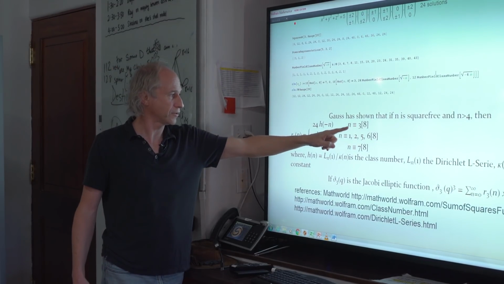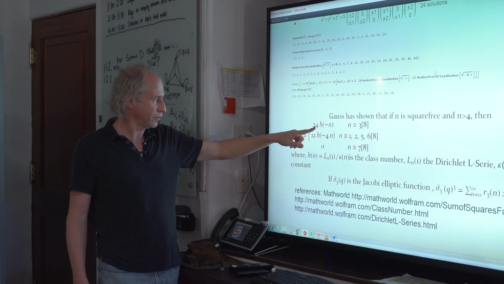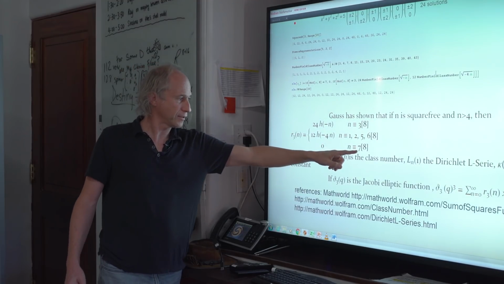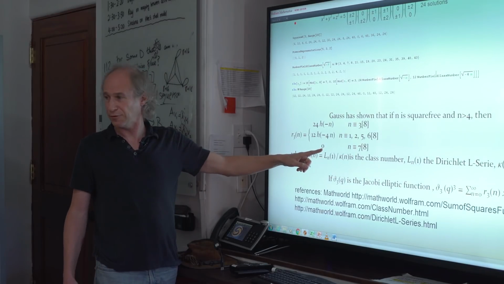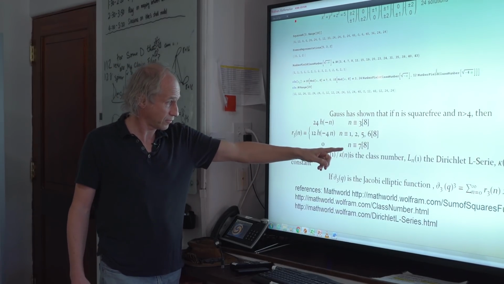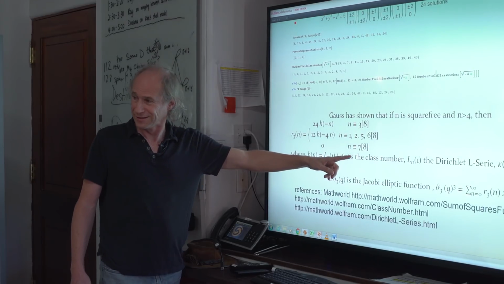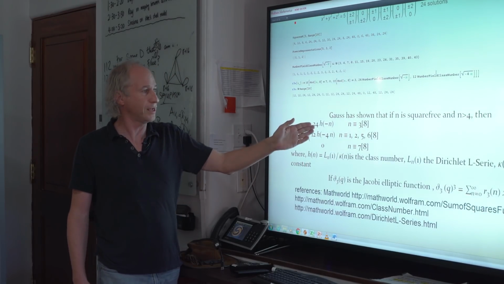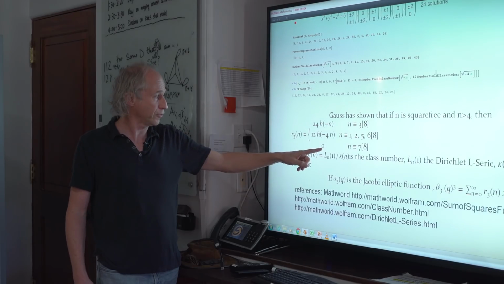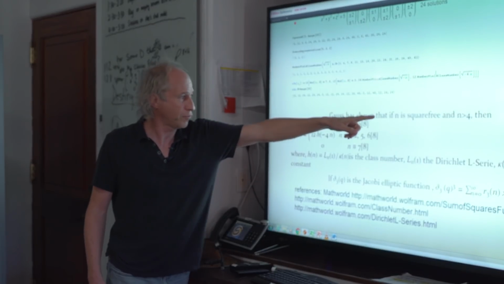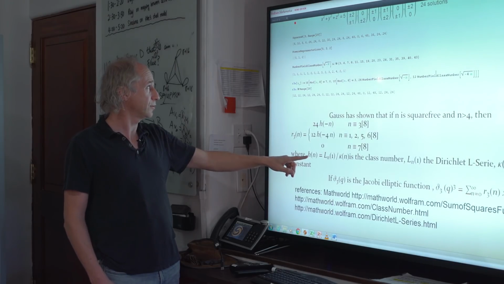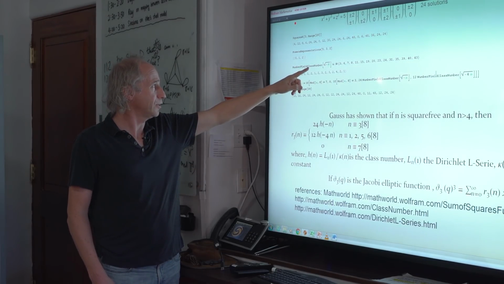For example, if n is congruent to 3 modulo 8, it will be 24 times h of minus n, and I will say what the h function is. And if n is congruent to 7 modulo 8, then it's 0. So this is an answer to your hypothesis. It's not just because it's 7, but because it's 7 modulo 8 and it is square free. For all these numbers, there is no solution for this equation. And for all the other numbers, there is a solution, but for the square free numbers, we have to use other mathematics.